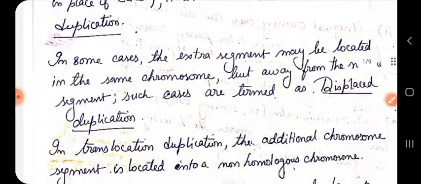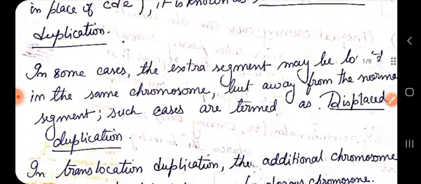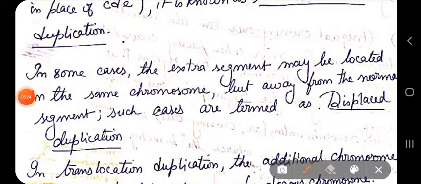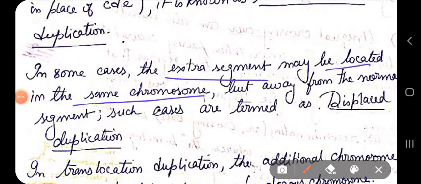There are also other types of duplication as well, like displaced duplication. In some cases, the extra segment may be located in the same chromosome but away from the normal segment. That type of duplication is called displaced duplication. That means the duplicated segment is located within the same chromosome but not immediately after the normal segment. You can imagine what I mean to say.